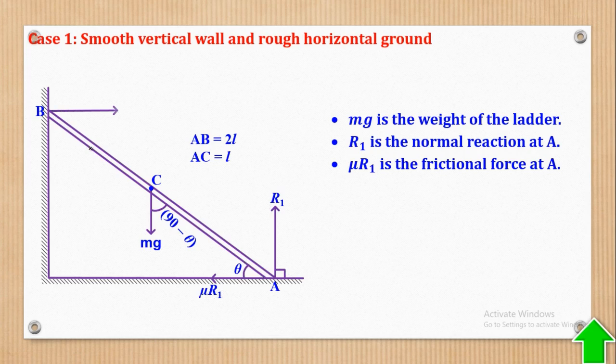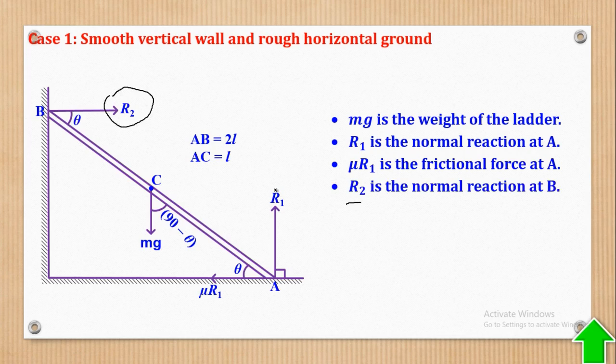They also told us that the vertical wall is smooth. What does that mean? It means that only normal reaction exists. So that is why there is this normal reaction. So these two normal reactions are different. So that's why we distinguish them by this one being R1 and this one being R2. Then this and this are alternating angles, meaning they will be the same.